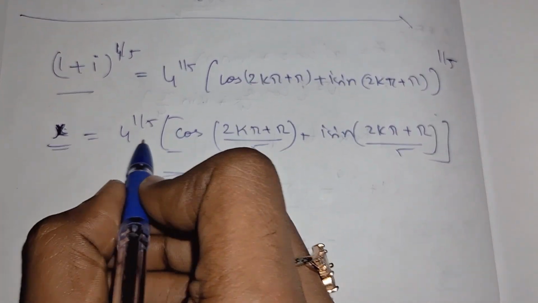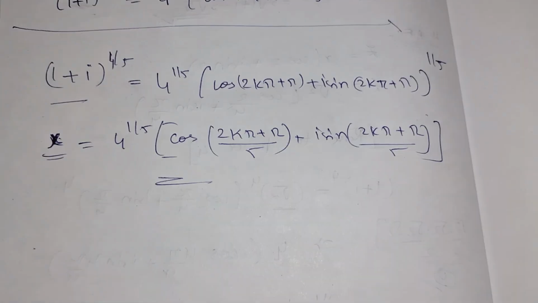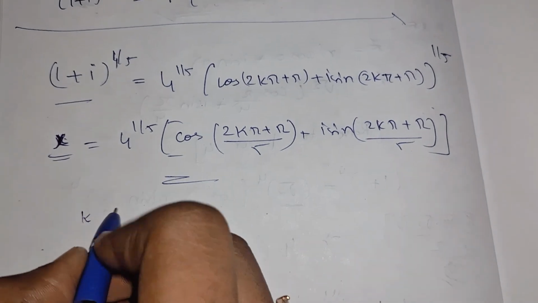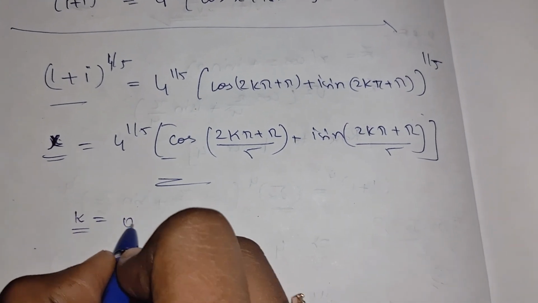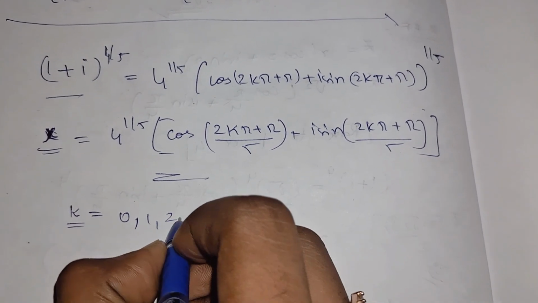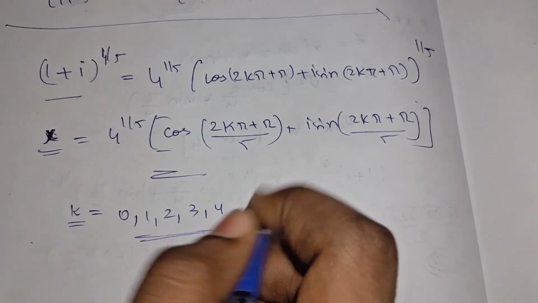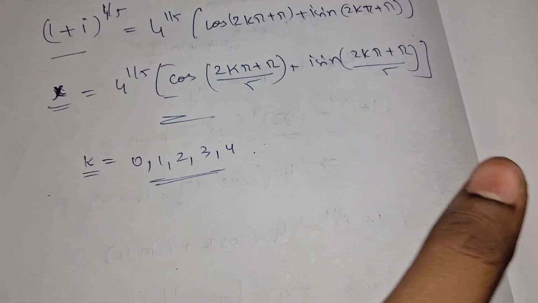Now if I have raised to the power 1 by 5, I should get 5 values. I will substitute k from 0 to 4, that will be 0, 1, 2, 3 and 4. So for these 5 values, I will find the value of x.